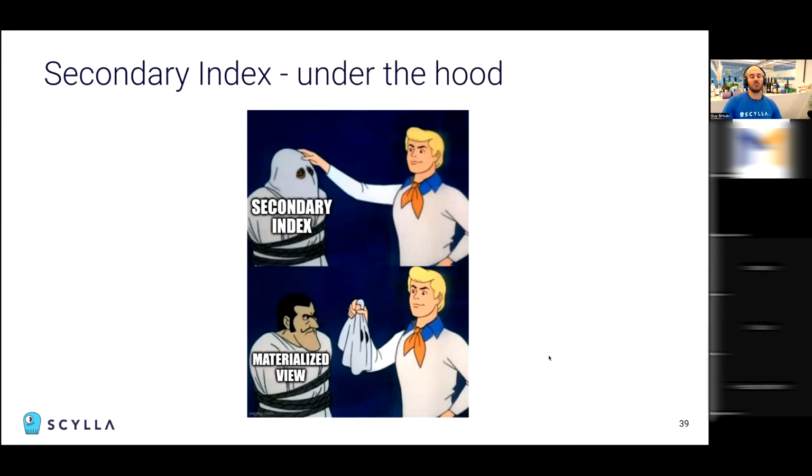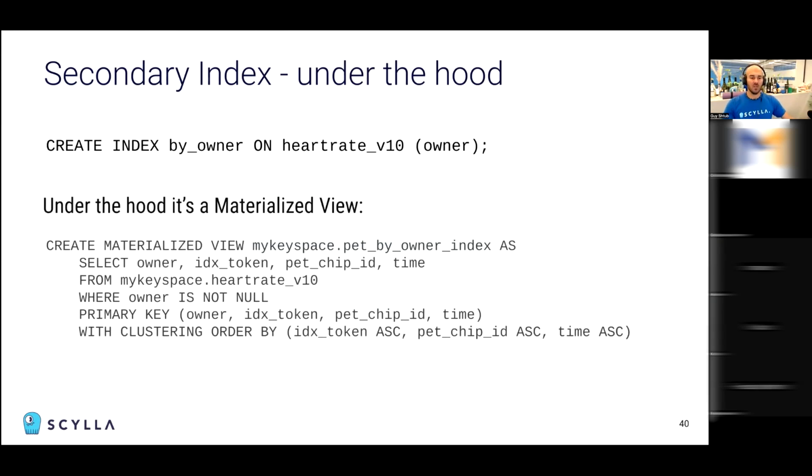Under the hood, a secondary index is actually implemented as a materialized view. Again, this is transparent to you as the user, but it's important to understand when you choose whether to use secondary indexes or materialized views. Basically, what's happening under the hood is when we define the index, we're creating a materialized view that sets the owner as the primary key with the other columns.